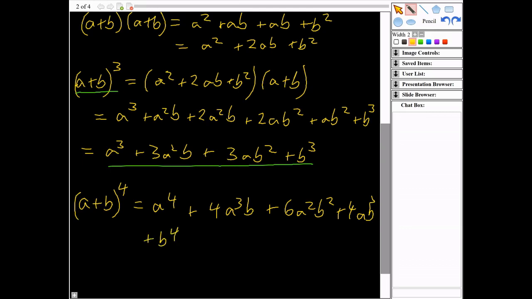Now, again, you can see that it starts off with a to the power of the highest power. Because it was power of 4, I've started off with a to the power of 4, then gone a to the power of 3, a to the power of 2, then a, then nothing.